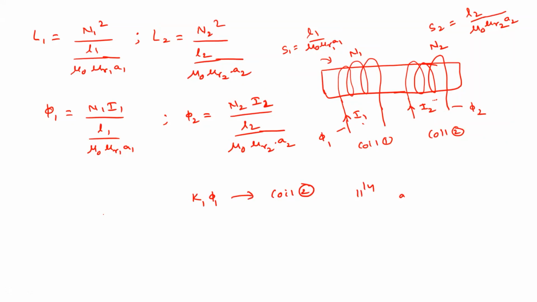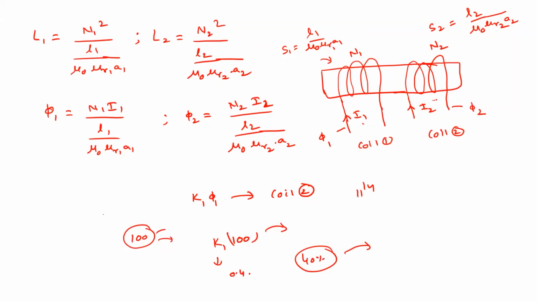So the fraction, for example, simple logic: it is producing 100 Weber flux. This coil is producing 100 Weber flux, but this entire 100 is not linked to coil 2. Only some K1 into 100 is linked to coil 2. For example, if K1 is 0.4, it is a fraction. That means only 40% of the flux produced is linked to coil 2. Clear?